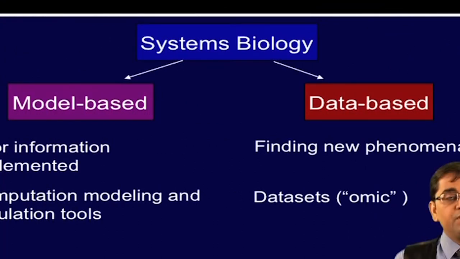So, what are the different approaches which have been taken to study systems biology? The different approaches of systems biology include the model based and data based methods. The model based approach involves some prior information which can be implemented in the models, whereas in the data based approach, the objective is to find a new phenomenon. The model based approach relies on computational modeling and simulation tools, whereas the data based methods rely on the omics data sets. In the model based systems biology approach, it is difficult to build detailed kinetic models, but in the data based approach, the complex relationship among various types of omics information, metabolic pathways and networks can be created.